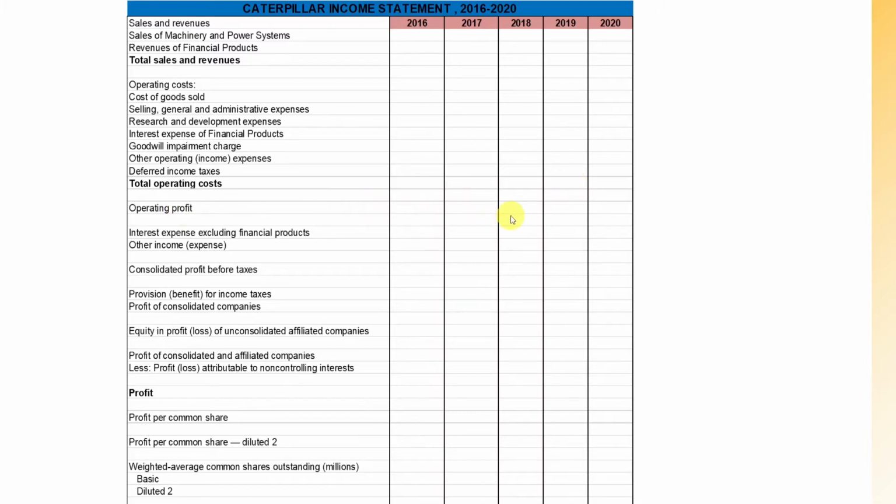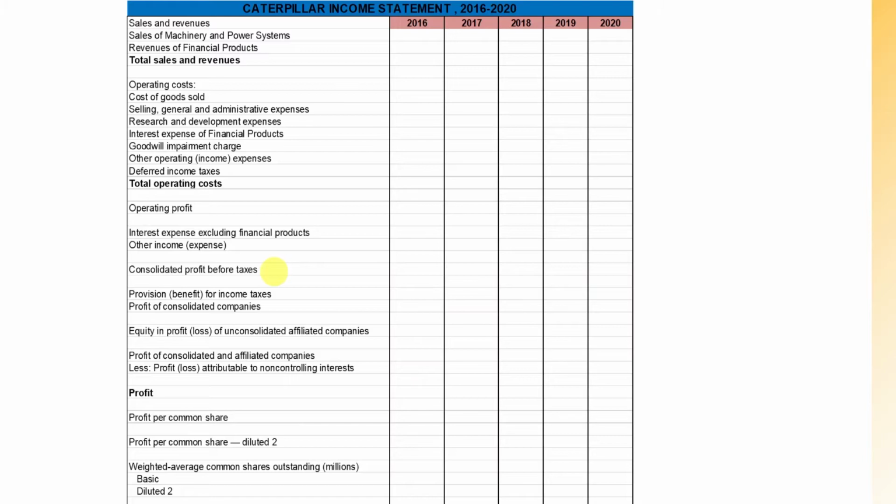we will get our operating profit. After operating profit, there are certain items such as interest expenses excluding financial products. Because interest expense of the financial products has been included above, the remaining interest will be shown here. And after that, any other income or expense will be shown here. After that, we shall get our consolidated profit before taxes.